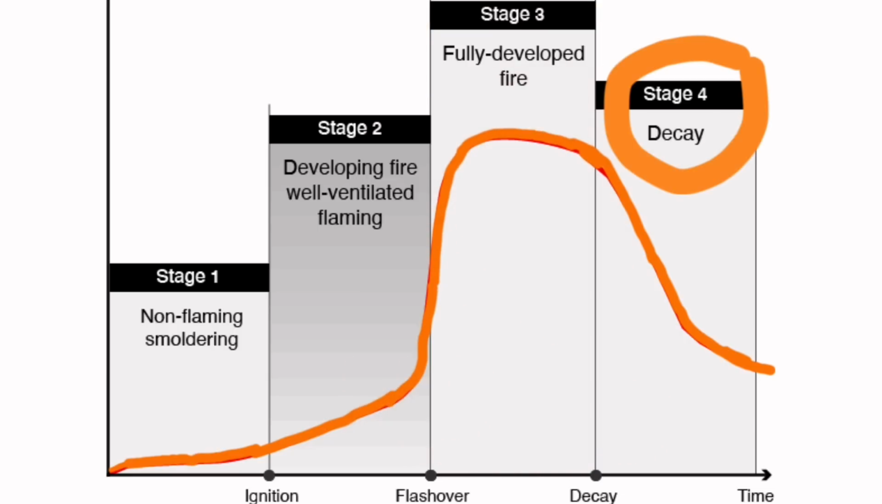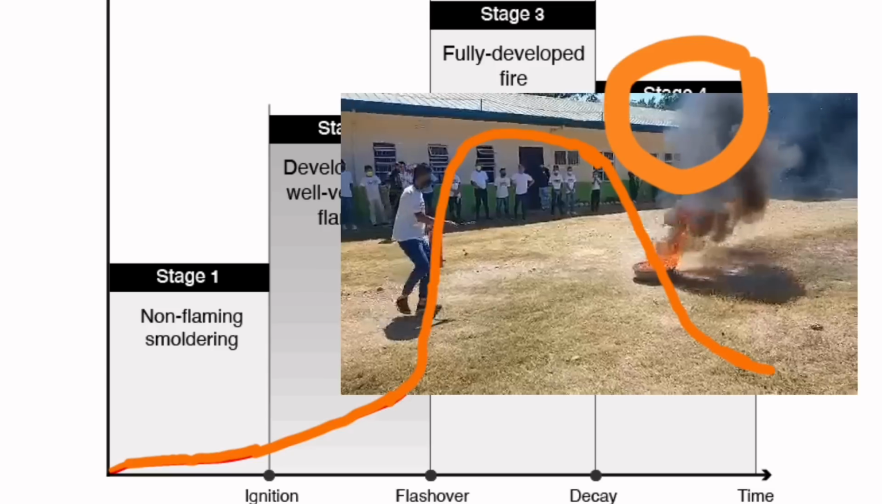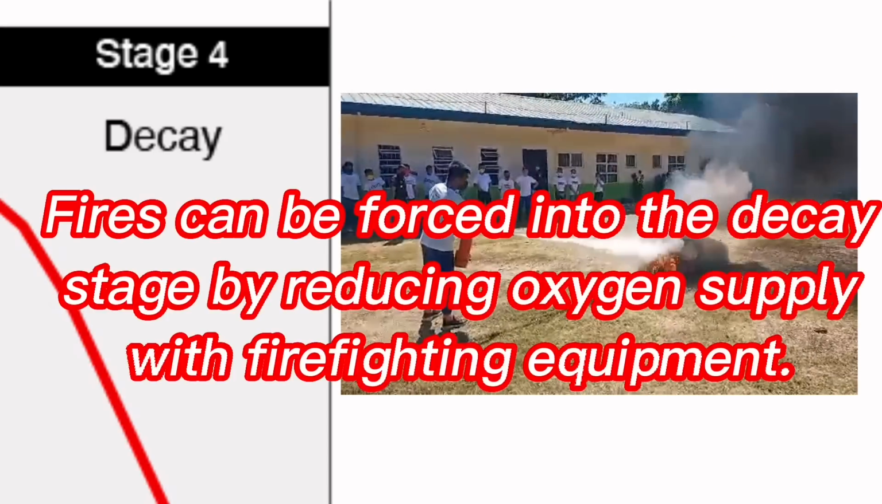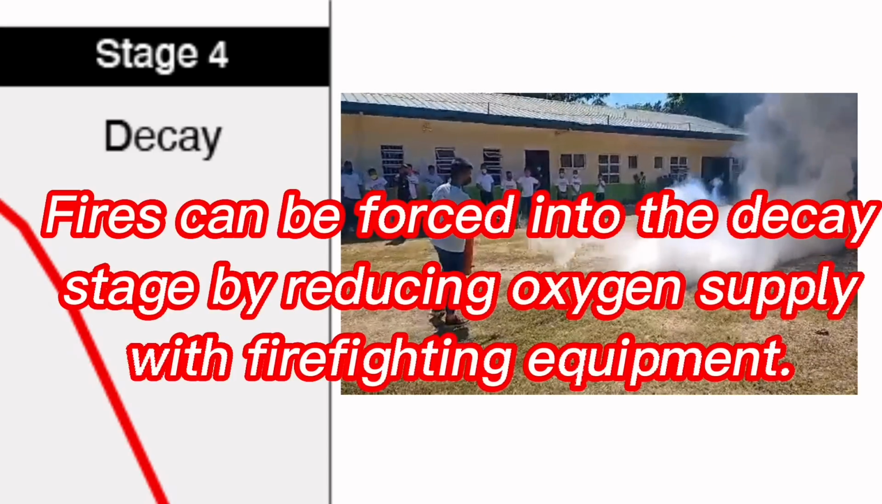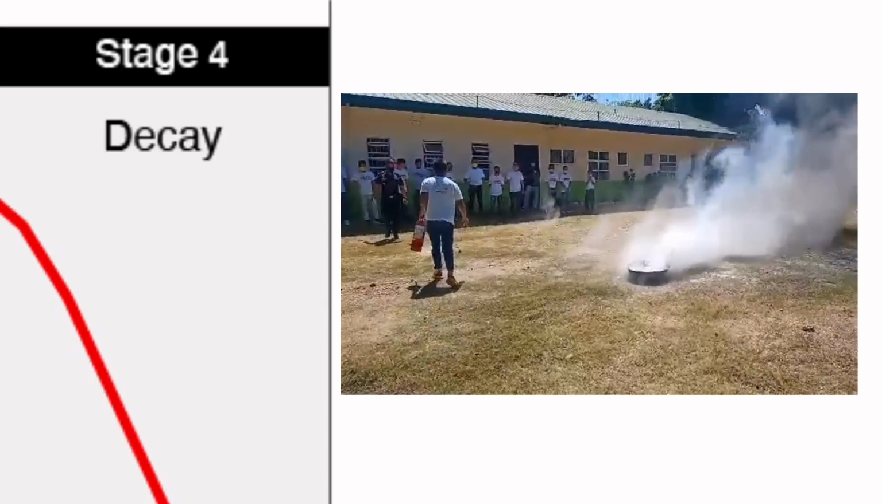Decay, the final stage of fire. This stage occurs after the peak, when a flame starts to run out of fuel or oxygen. Fires can be forced into the decay stage by reducing oxygen supply with firefighting equipment.